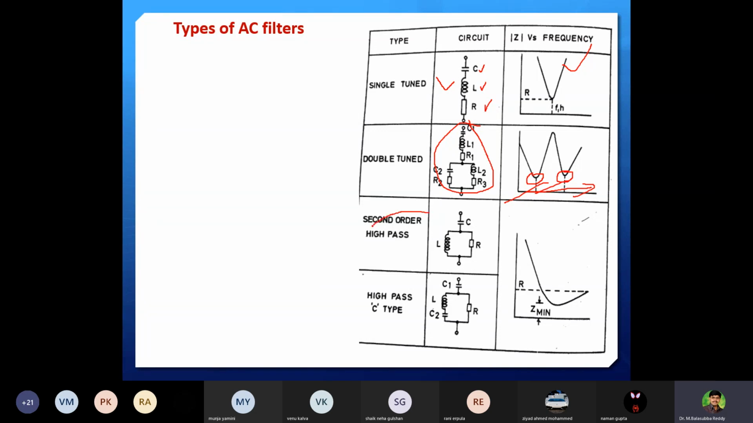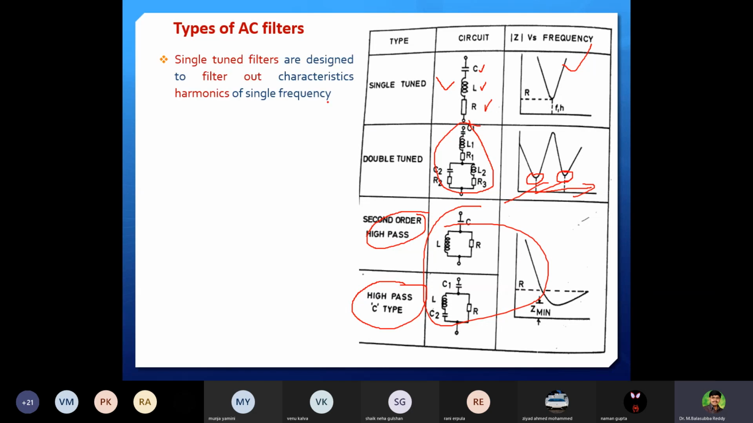And the second order high pass filter and high pass C type filter, you can use this type of filters to suppress the higher order harmonics. I will just explain one sentence for this, what is single tune and all. Later we will see how to design relations, impedance relation, and then we'll consider what is the minimum cost of the filter. All these we'll see.